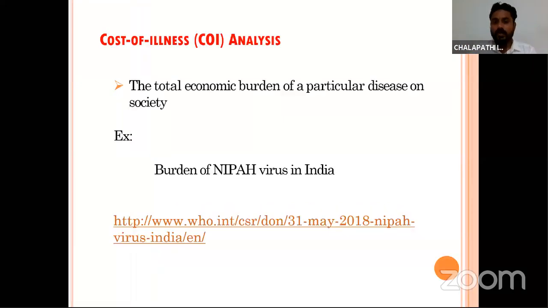The best example, as you all know, is the situation where Nipah virus infection happened in Kerala. If you go to the WHO, you can see how much was the burden of Nipah virus in India, and this is a link for that. There they have done a cost of illness analysis of Nipah virus in India. They have said a total of this much money has been spent to treat, prevent, give prophylaxis, and manage Nipah virus infection. That is cost of illness analysis. The overall cost spent during a particular pandemic or illness is called cost of illness.